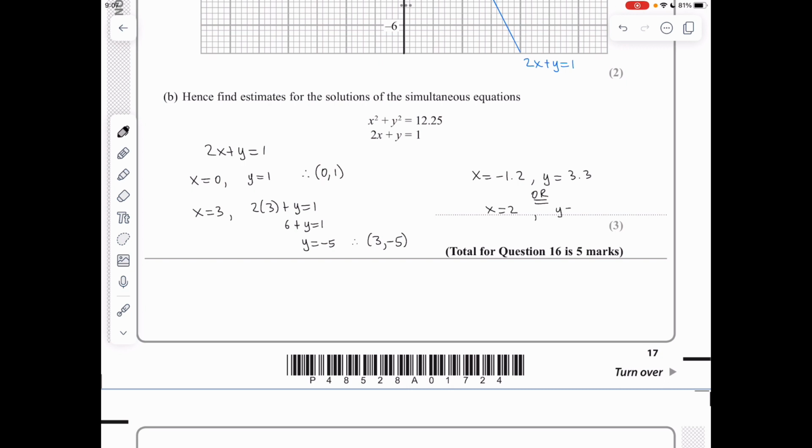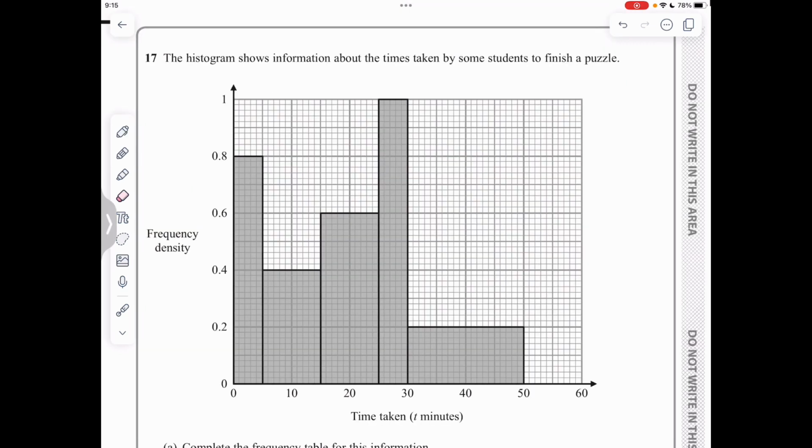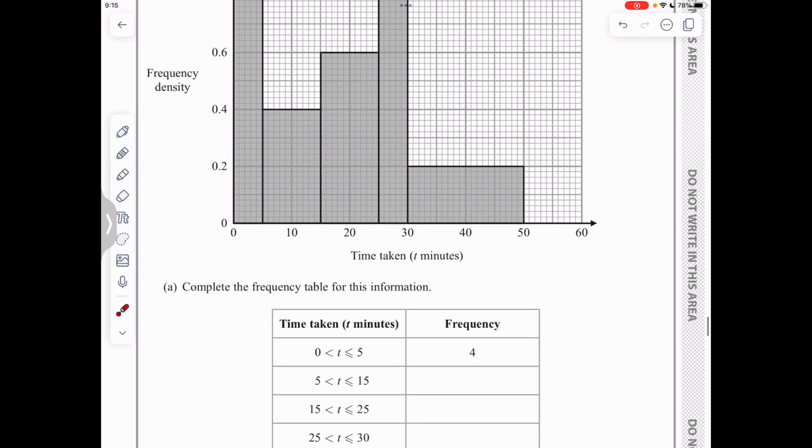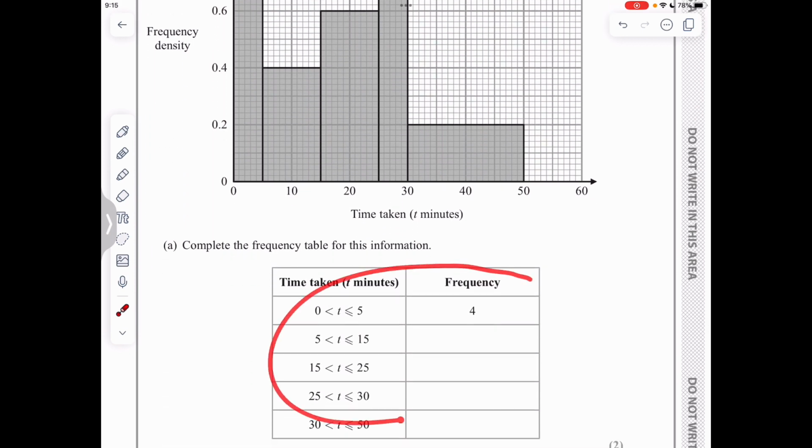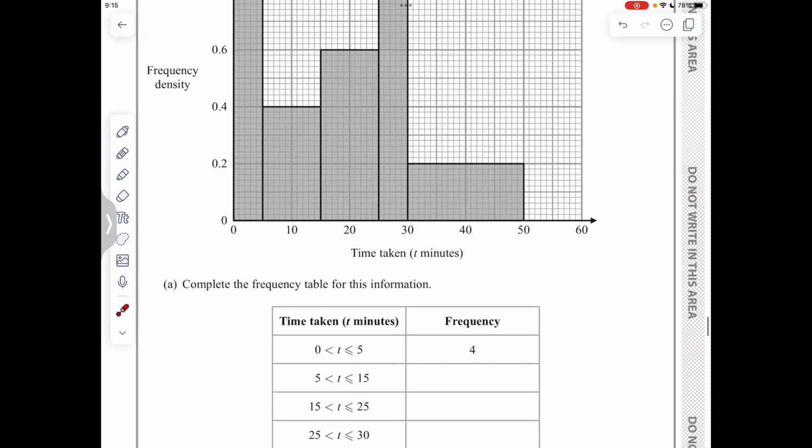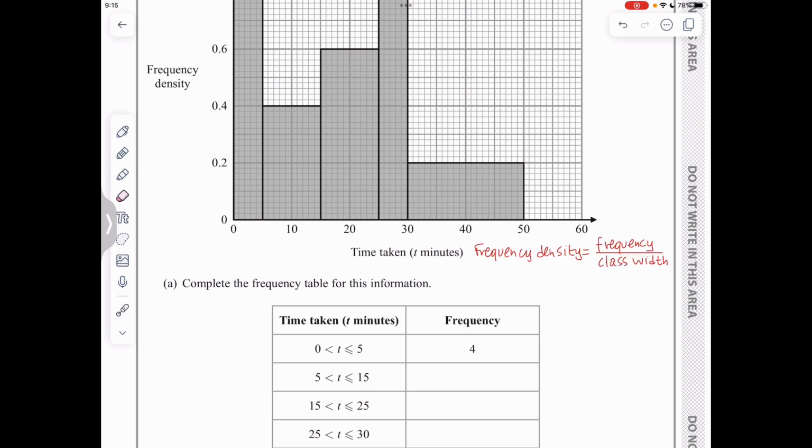y coordinate -2.9. In 17, we're given the histogram showing information about the times taken by some students to finish a puzzle, and we need to complete the frequency table for this information. Now we know that in a histogram the area is proportional to the frequency, and the frequency density is actually the frequency over the class width, which means that the frequency density times the class width is the frequency. In other words, the area will give me the frequency.